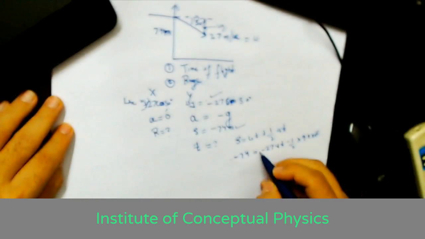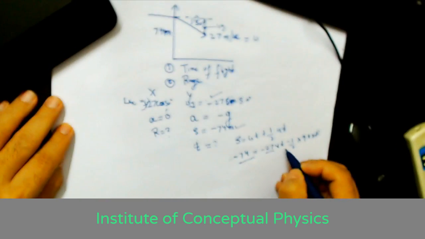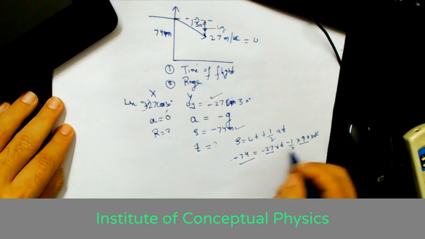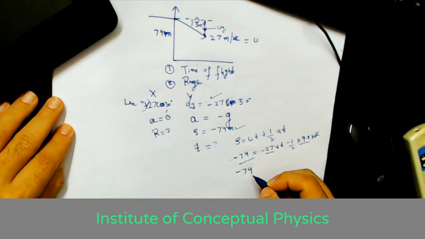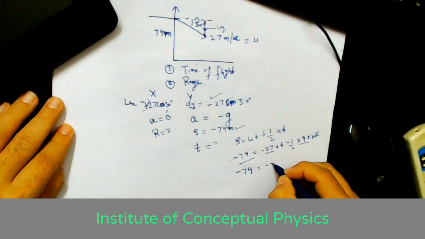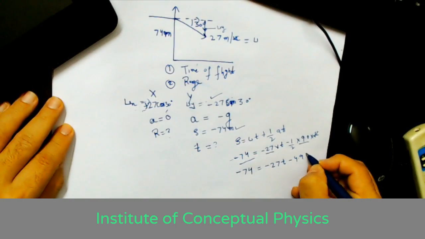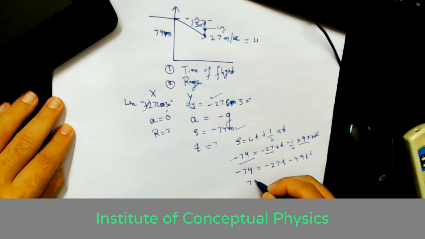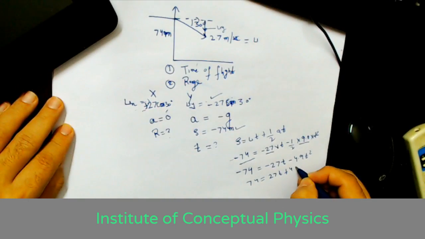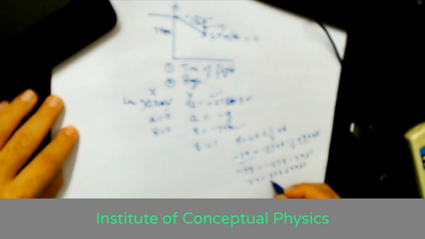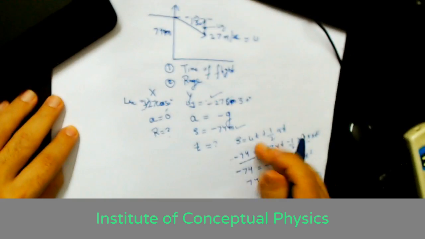So the displacement is downwards. The initial vertical velocity is downward. The acceleration due to gravity is downwards. What you get in the end is minus 74 is equal to minus 27t minus 4.9 t squared. So this is your quadratic equation. 74 is equal to 27t plus 4.9 t squared. And if you solve this up, what you get is time. So you get the time of flight using this quadratic equation.